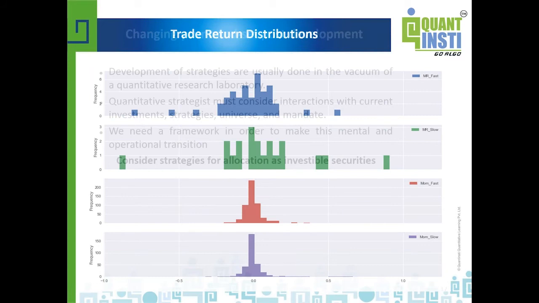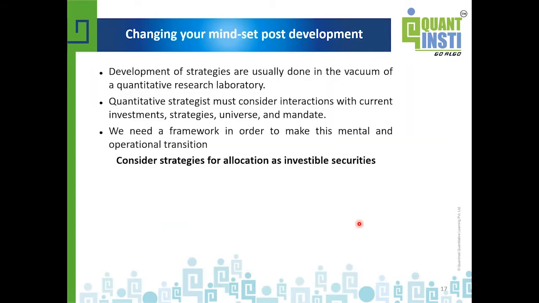Because as we develop these strategies, it's normally done in a vacuum of research, laboratory, or academic type area where we are free to try any model we want, make any different kinds of variations, and just see how that affects the strategy. But as you get closer and closer to implementation, we need to consider other interactions. And these interactions are with any current investments we currently hold, any other strategies that are already in production, the investable universe that we're working with, and any investment mandate we might have to follow.